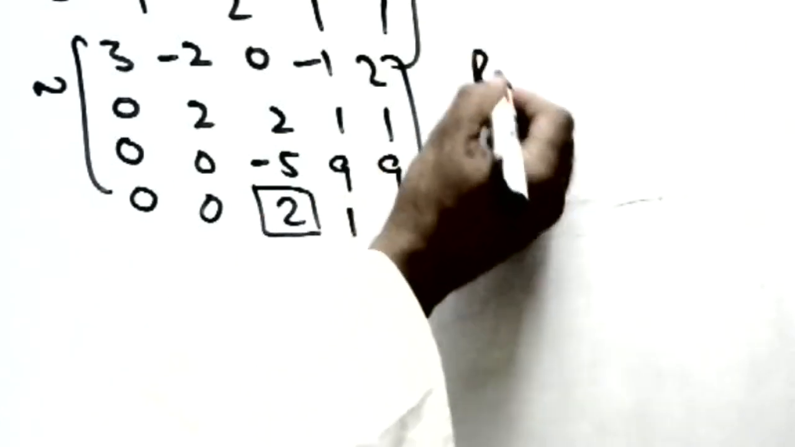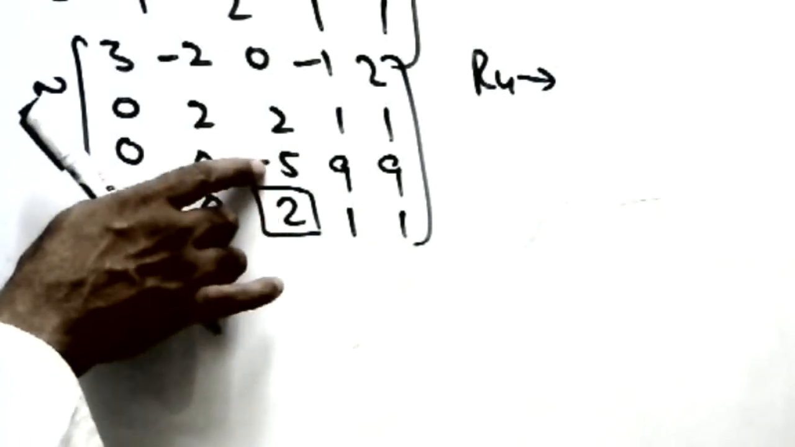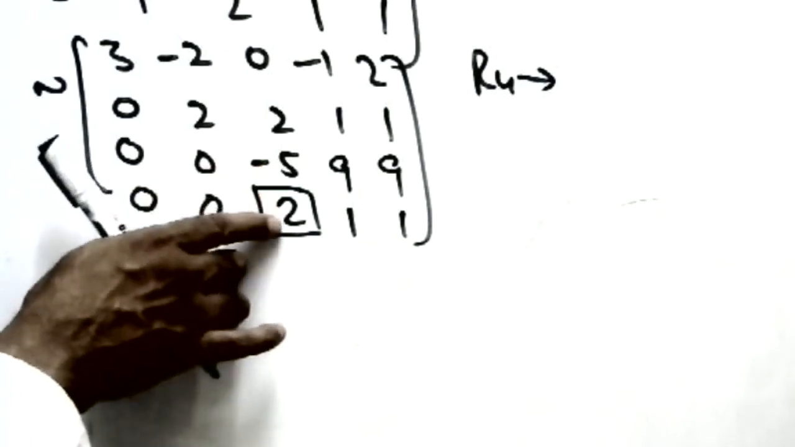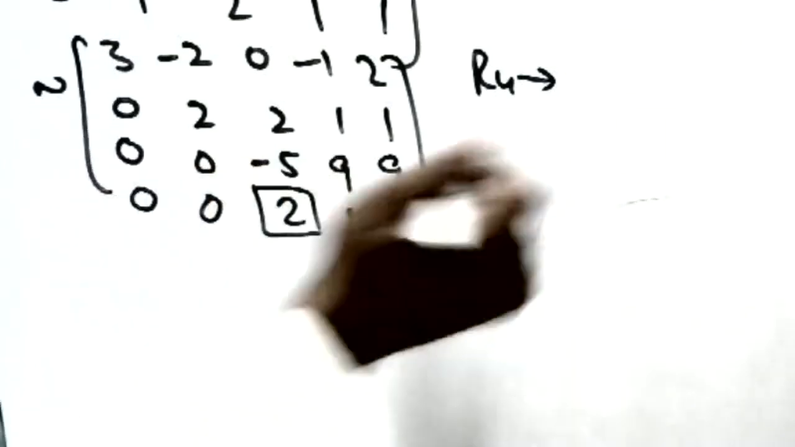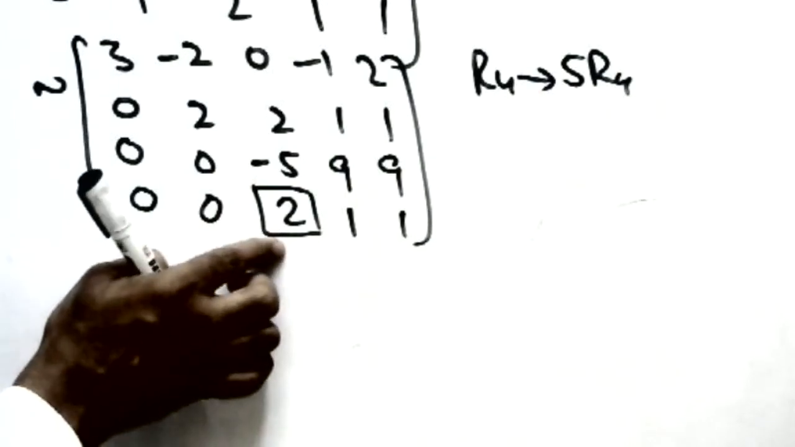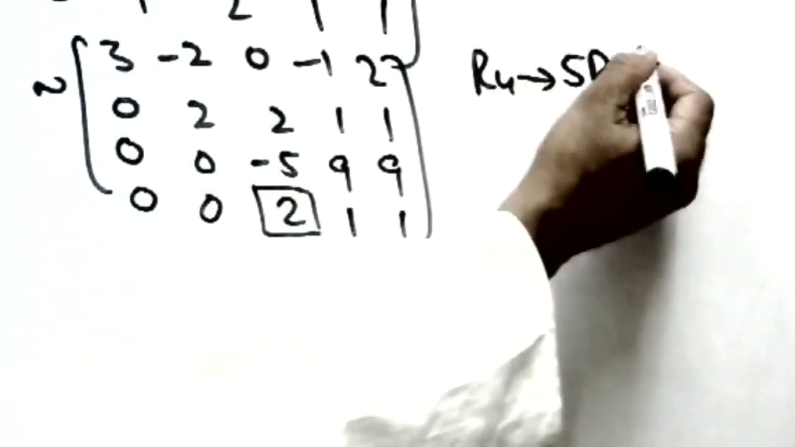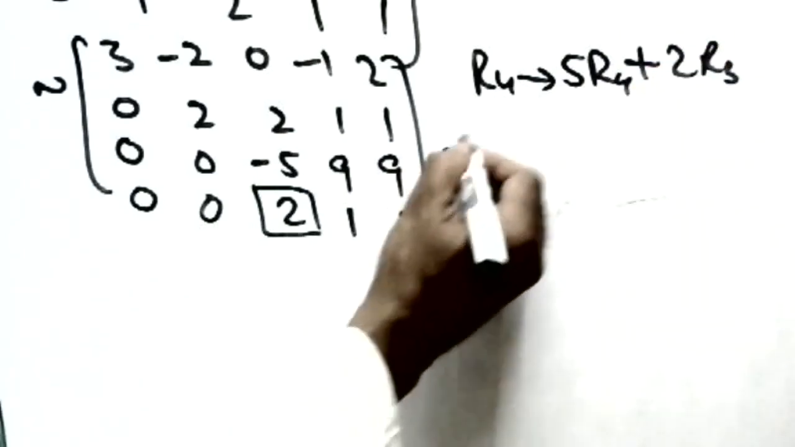What is the procedure? R4. So multiply this with 5. 5 2s are 10. So multiply this R4 with 5 and R3 with 2. R4 implies 5R4, multiply this with 5, and multiply with 2, plus 2R3.